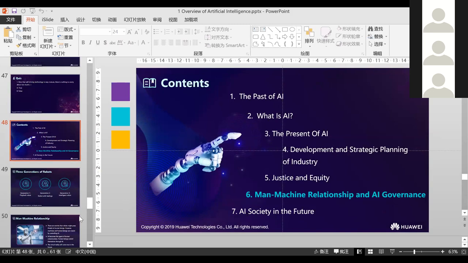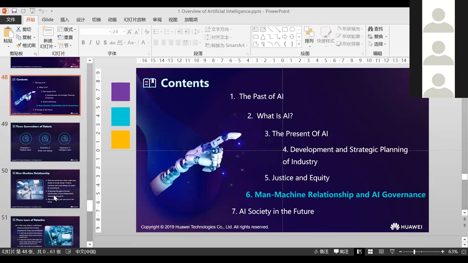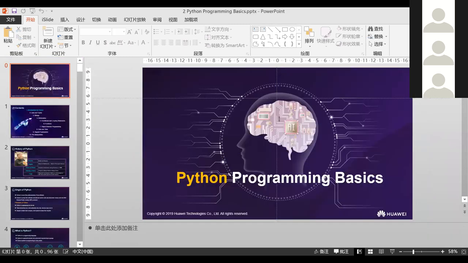So then what we're going to talk about is the Python chapter. We're going to talk about programming. Is programming included in today's lecture or tomorrow's lecture? Today's lecture. We just finished the overview of AI and then we will continue to talk about Python programming in the next maybe one hour.